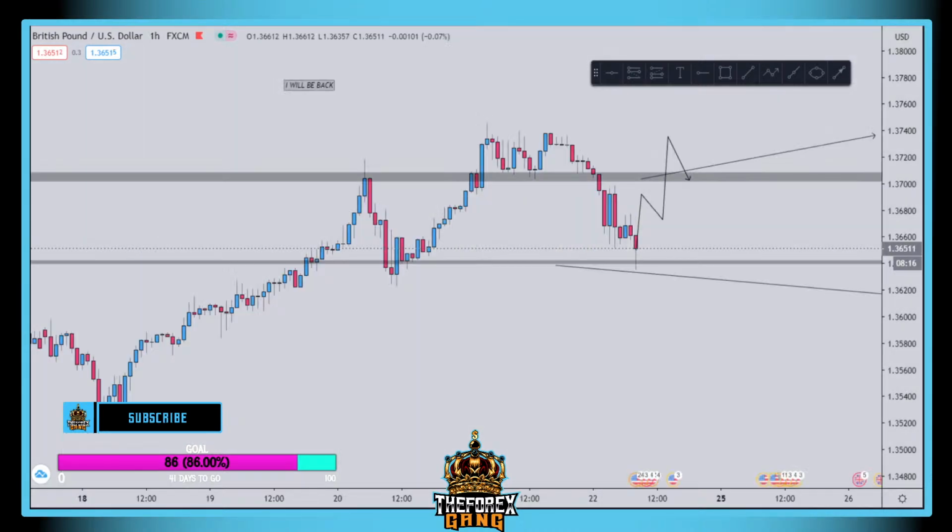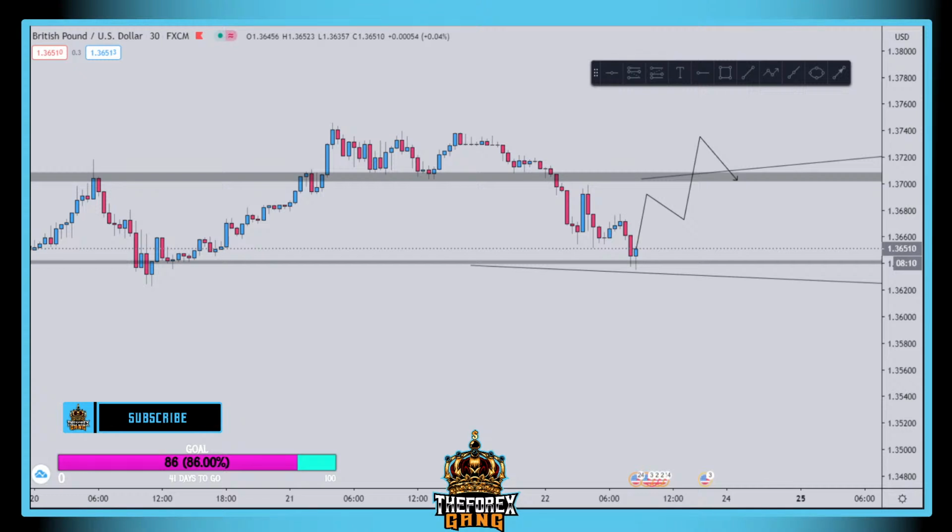Yeah, and it would be within the range. But the 4-hour might have flipped already by that time if you're looking on it. Right. But I'm just looking on the base of 30 minutes, right?